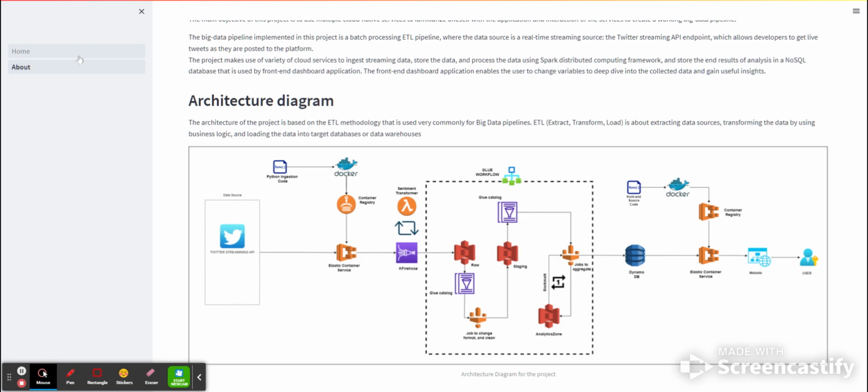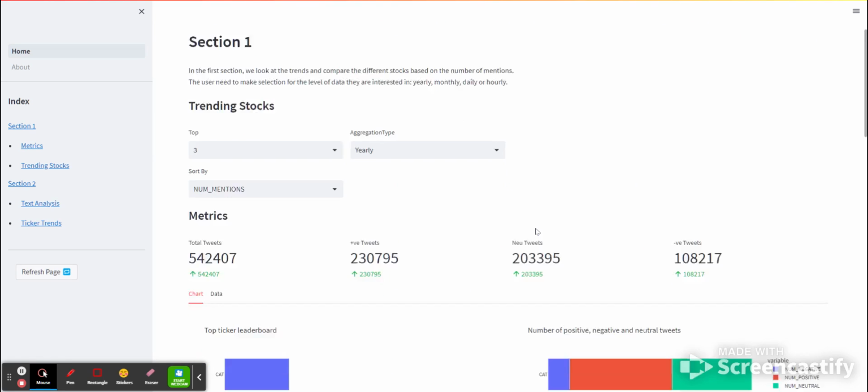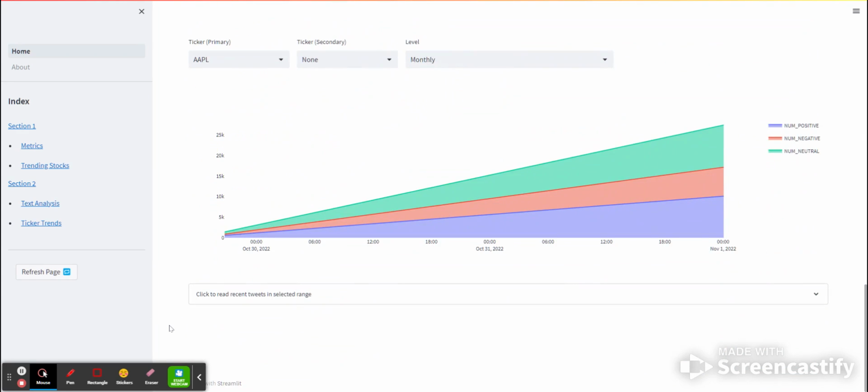In addition to this, we can make use of some modern languages for the front end, like React and everything. We have used Streamlit for this demo for creating this front end.